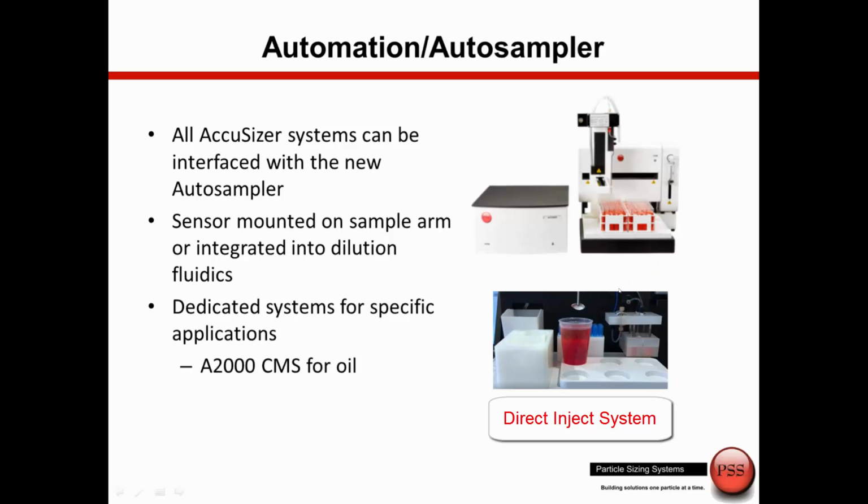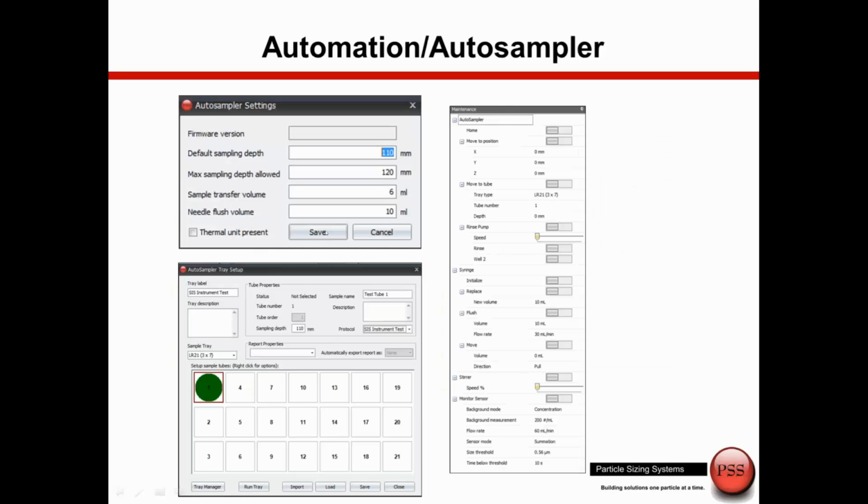It then takes the sample and directly injects it into what is essentially the beginning of our AD, exponential auto dilutions fluidics, over here to the right. And we have dedicated systems such as the A2000 CMS for high throughput oil contamination measurements. Setting up the Autosampler is much easier now in the new software.